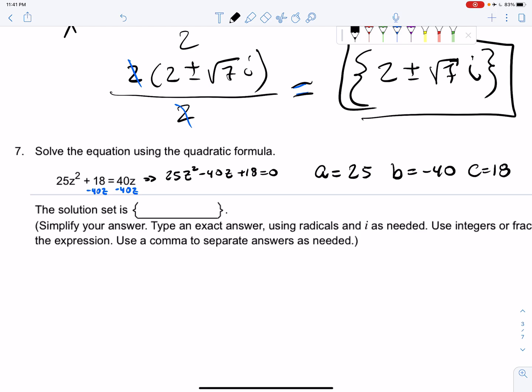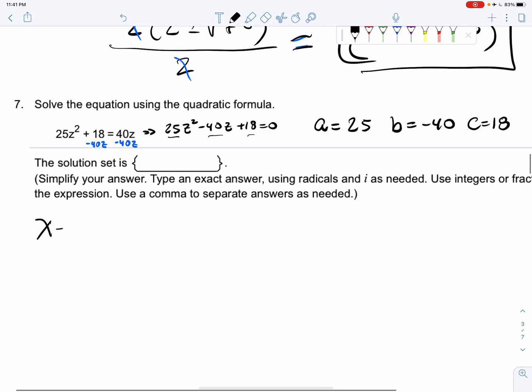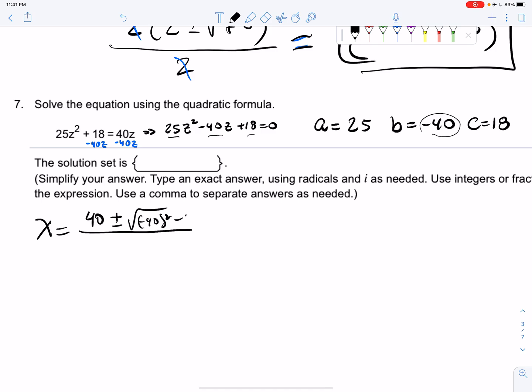Now, if we had a common factor with all three of these, a, b, and c, then we can factor it out and make the numbers smaller to work with. That's a trick we can do, but it's not the case here. We do have it in standard form, so we're good to go. Let's say x equals, the opposite of -40 is 40, plus or minus the square root of -40 squared, minus 4 times a, which is 25, times c, which is 18, all over 2 times a, which is 25.